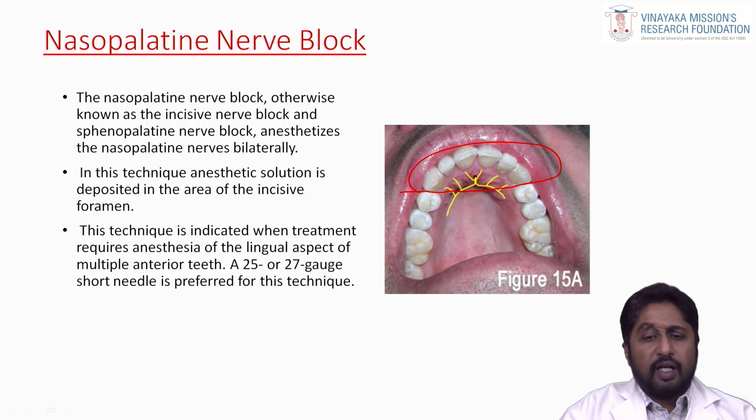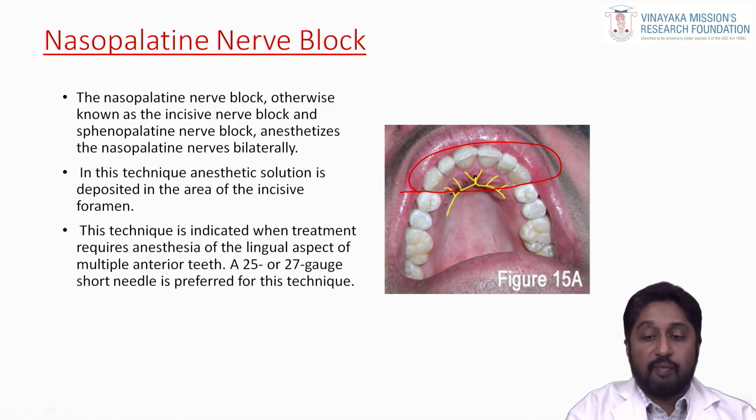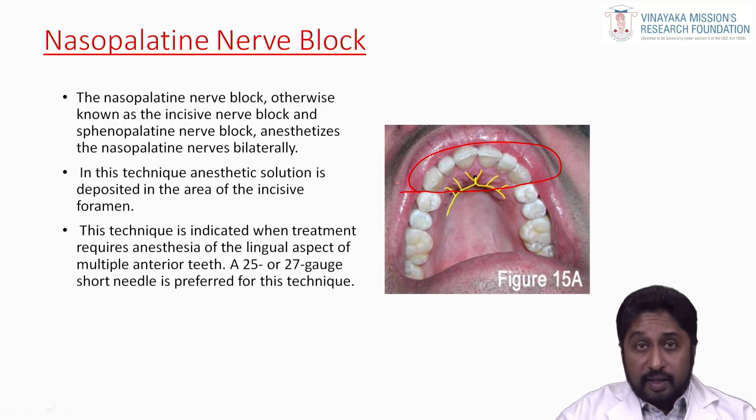The nasopalatine nerve block, otherwise known as the incisive nerve block. In this technique, anesthetic solution is deposited in the area of the incisive foramen. You see the incisive foramen, I have marked it, and the nerves also are there. This technique is indicated when treatment requires anesthesia of the lingual aspect of multiple anterior teeth. So this is mainly given when you are extracting multiple teeth in the anterior region, or doing an alveoloplasty in the anterior region.